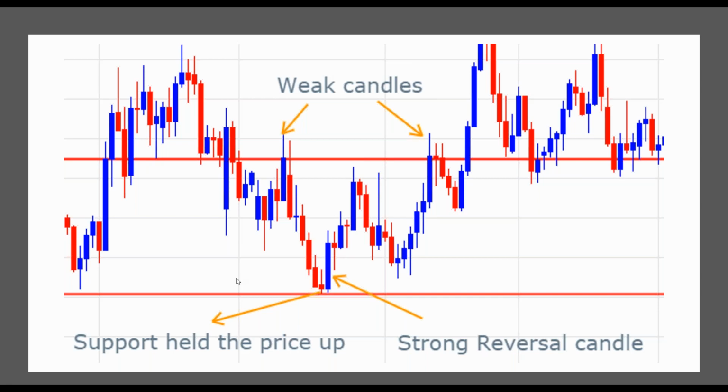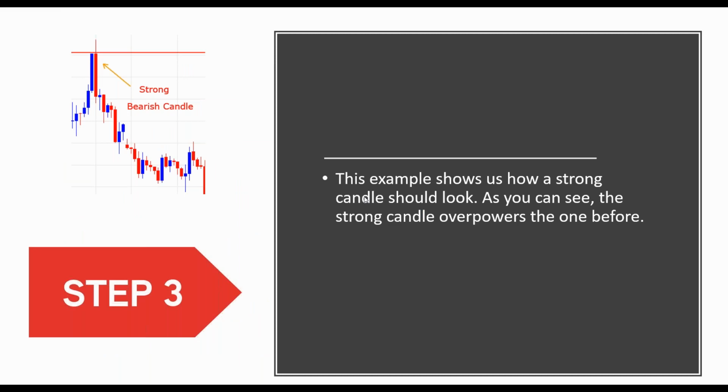This downtrend is over. Not necessarily a downtrend, but this move down between the support and resistance level is over. And we will at least move up to the previous price, the prior price level. So this example shows how a strong candle should look. As you can see, the strong candle overpowers the one before.